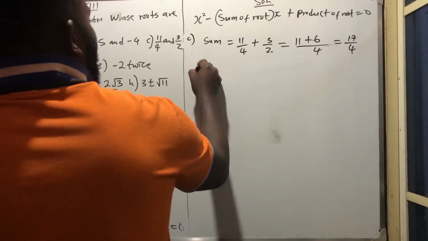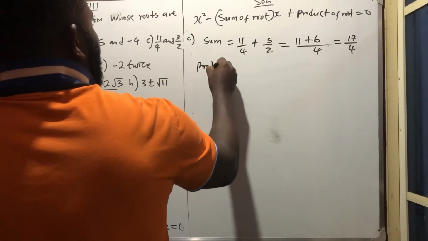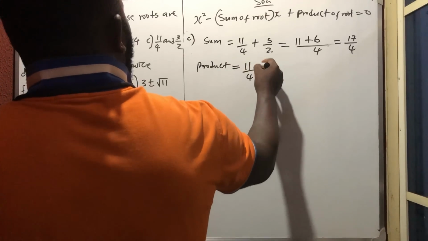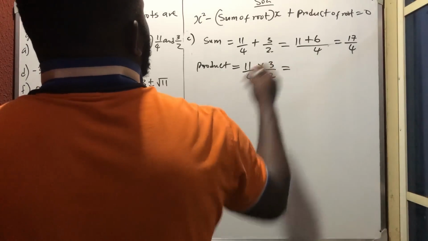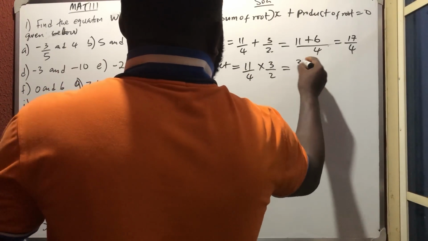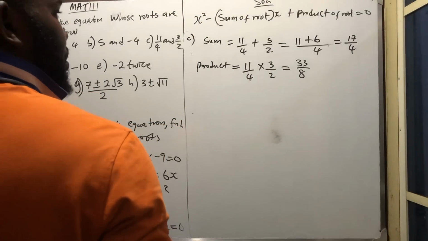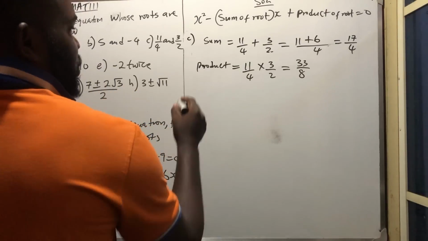Now the product means to multiply them, which is 11 over 4 times 3 over 2, which is 3 times 11, 33, all over 4 times 2, which is 8. Okay, so I've gotten the sum and the product. So my equation is now what?